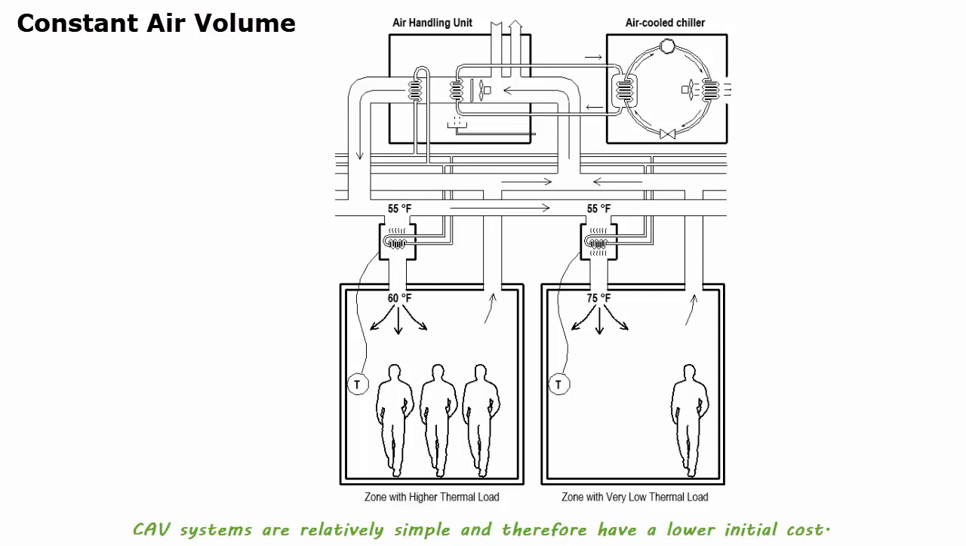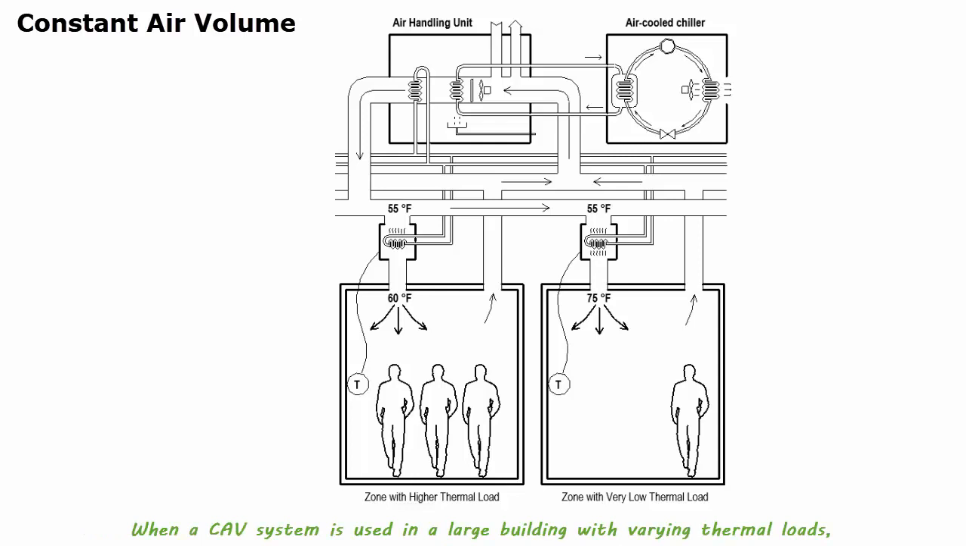Constant air volume systems are relatively simple and therefore have a lower initial cost. They are well suited for applications where the thermal load is constant for large periods of time, such as warehouses, where the number of occupants and thermal requirements show almost no variation.